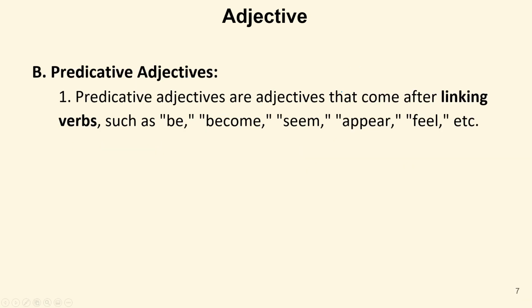Now let us see what predicative adjectives are. Predicative adjectives are adjectives that come after linking verbs such as be, become, seem, appear, feel, etc. So all these are linking verbs. Now if we have a noun, then a linking verb, then an adjective, this adjective is known as a predicative adjective.